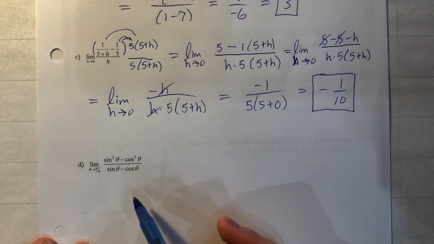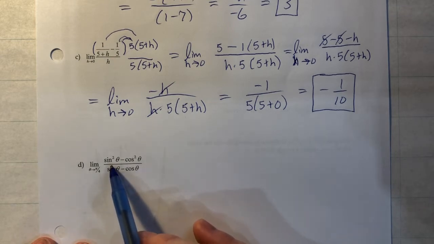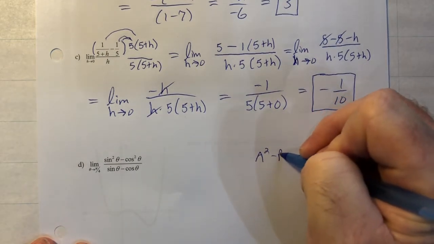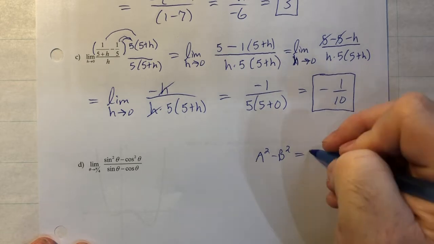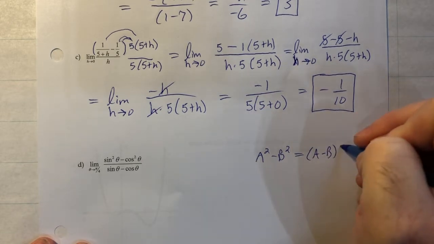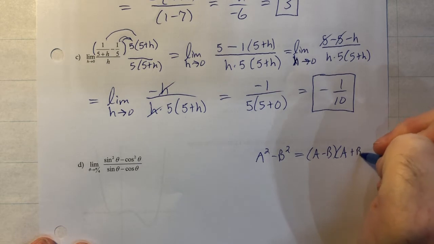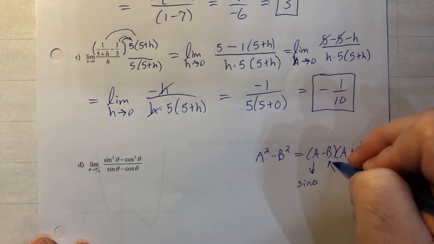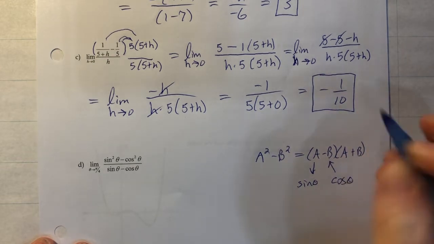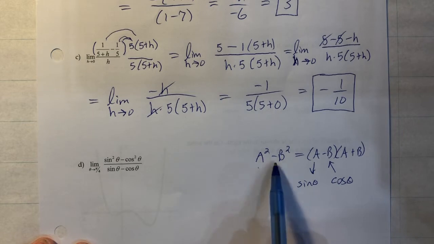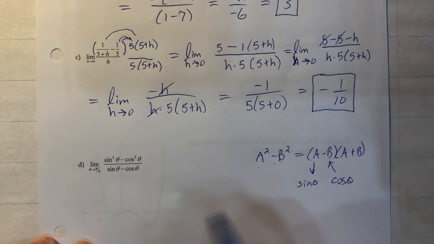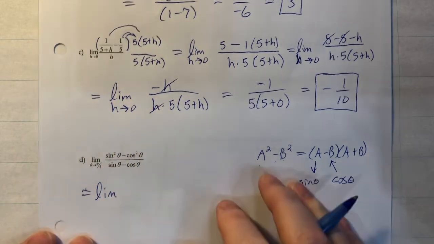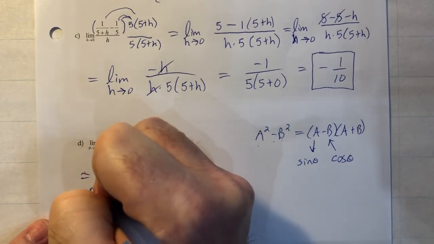And it may seem a little intimidating or scary because of all the trig functions, but if you look at the top, sine squared minus cosine squared falls into the a squared minus b squared sort of category. It's a difference of squares. So it's going to factor as a minus b times a plus b, where the a is the sine function and the b is the cosine function, because we have a squared, or sine squared, minus b squared, or cosine squared. So the numerator, well, first, it's still a limit, so the limit as theta goes to pi over 4.